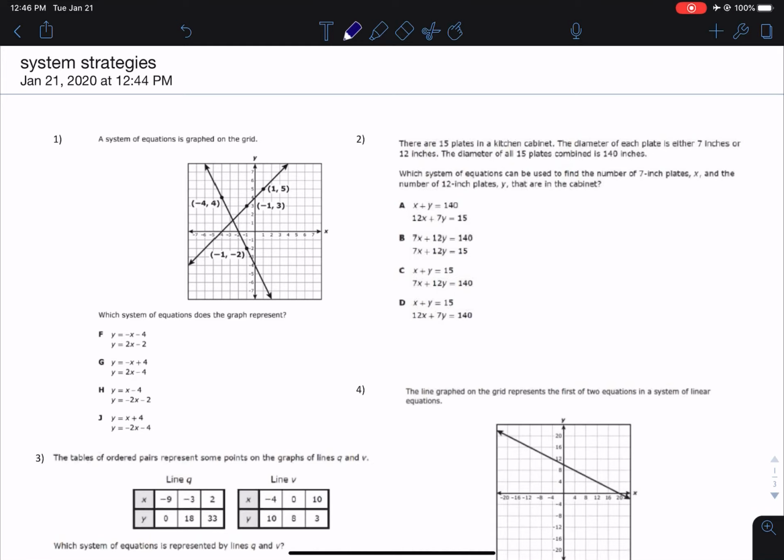So on question number 1, we're given a graph, and the graph has an intersection point. This point where they intersect, that is the solution to the system. We need to figure out that xy coordinate so we can plug in the x and y values to our answer choices to see which one works. The problem is that's not a very nice point.